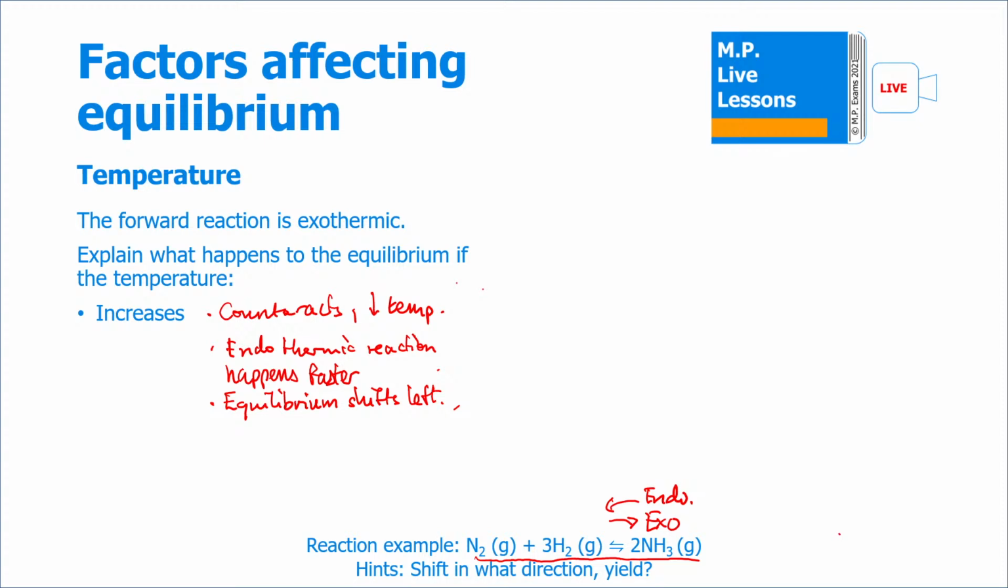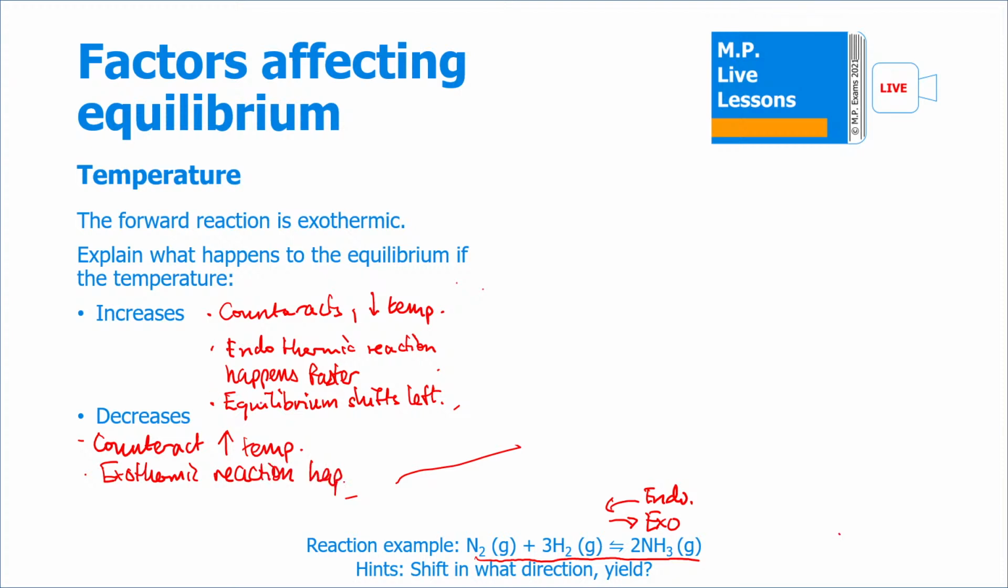Now, the opposite happens if the temperature decreases. So the system will counteract again by increasing the temperature. This means the exothermic reaction happens faster. And the equilibrium shifts this time to the right.